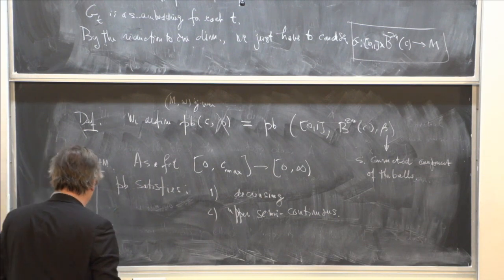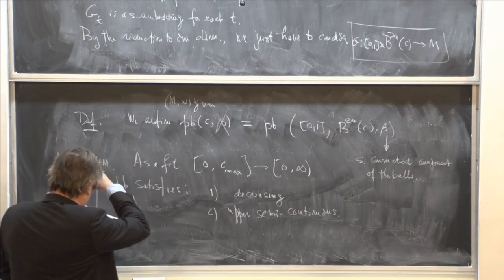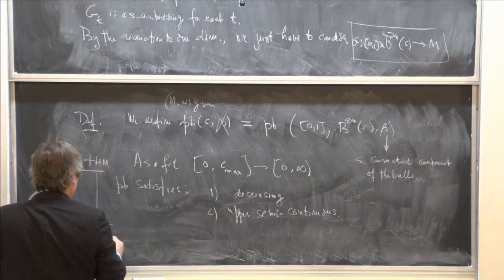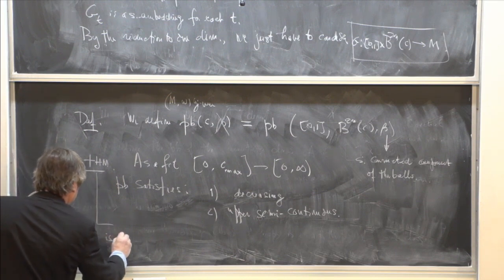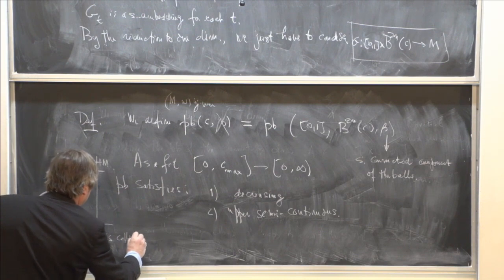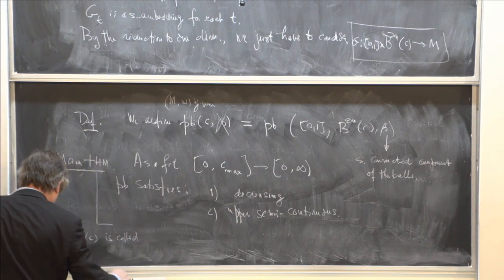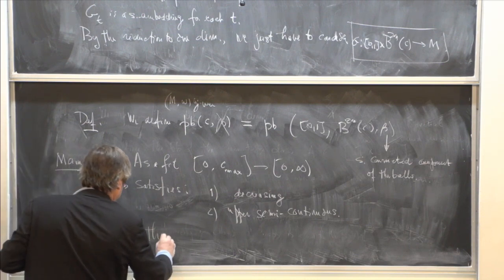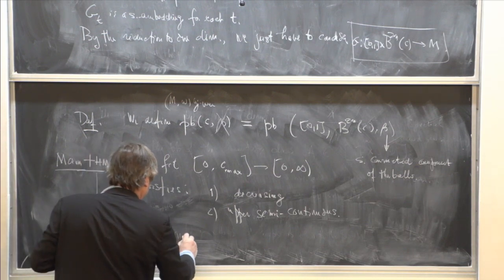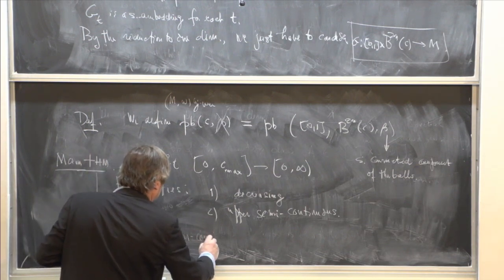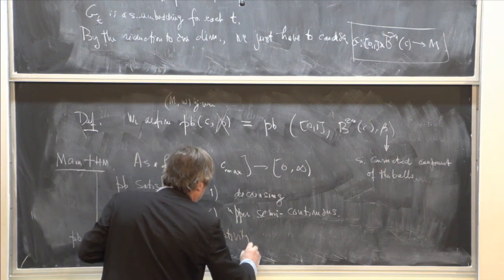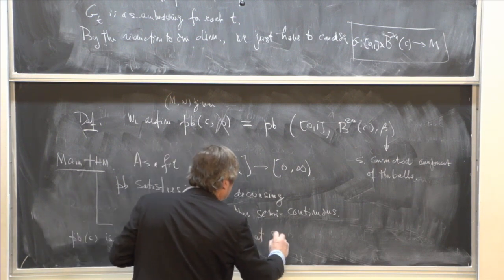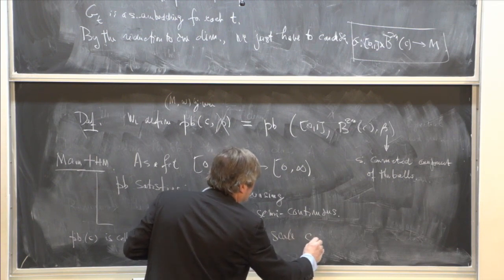And so PB of C is what I call the non-commutativity at scale C.